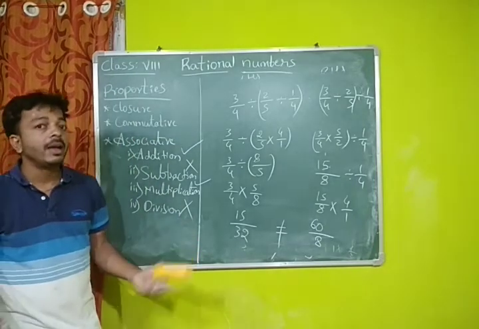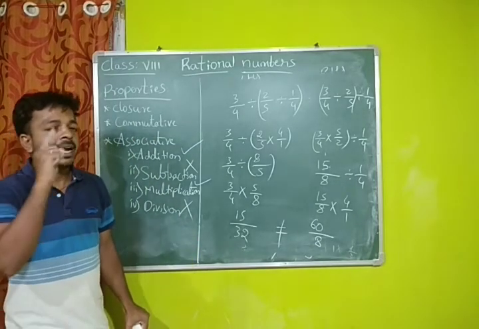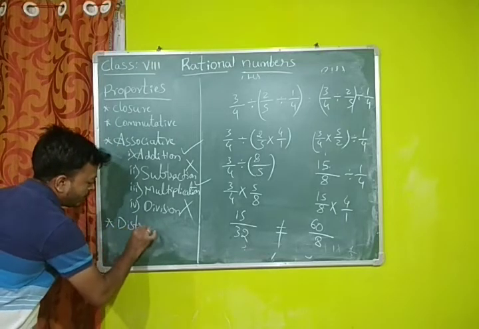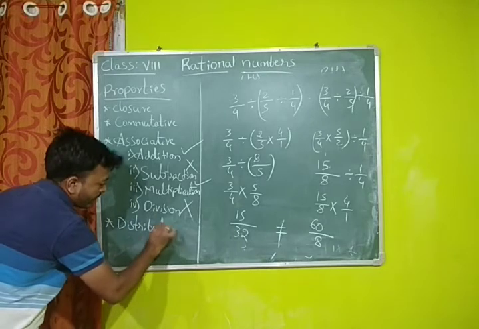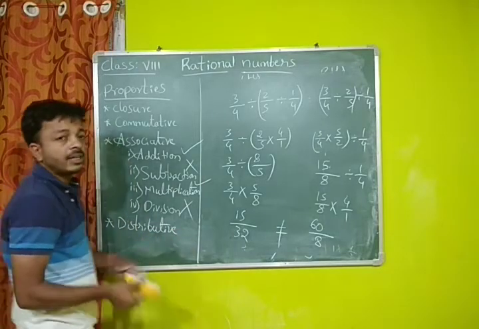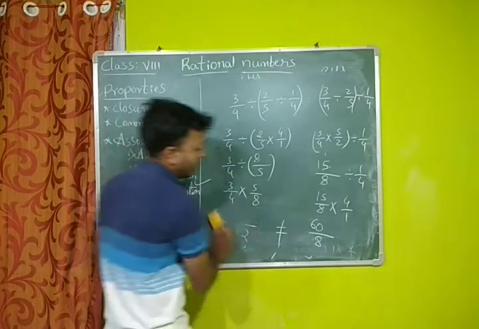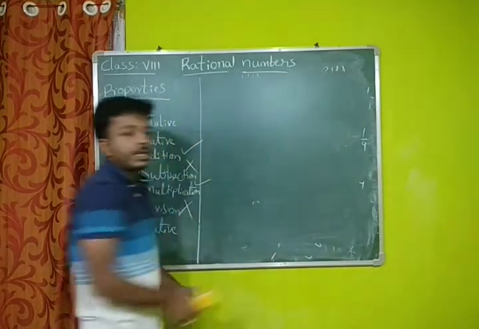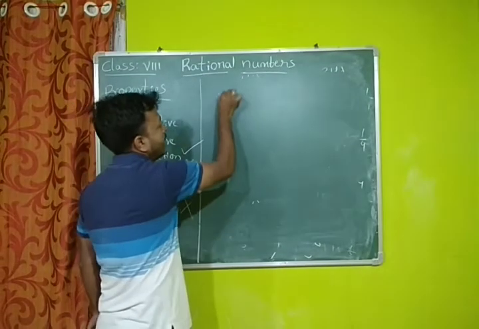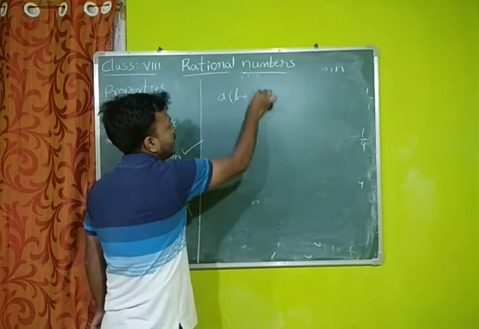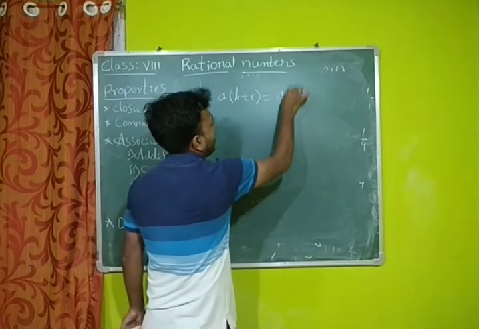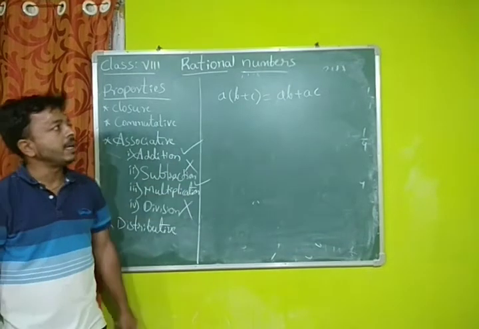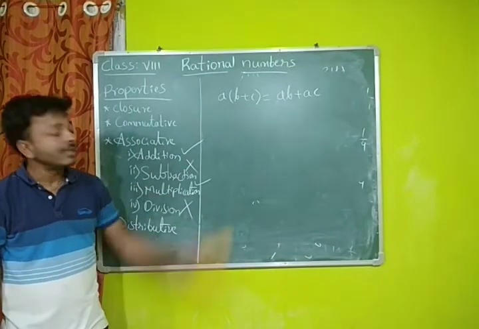Now, the last property remains. Which property is it? Yes, distributive property. Just recall what we learned about the distributive property in the previous classes, 7th standard and 6th standard. So the distributive property is that A bracket B plus C is equal to AB plus AC.